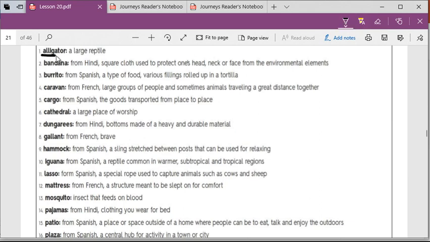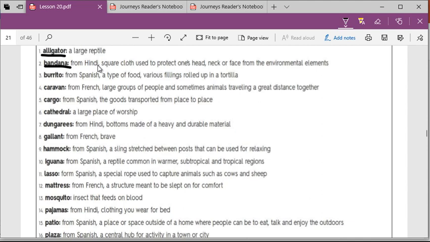The first word is alligator. An alligator is a kind of reptile. The second one is bandana, and this word actually is not from English. If you remember, guys, when I told you that English was a really poor language in the past, and we borrowed a lot of words from other languages. So this bandana comes from the Hindi language.